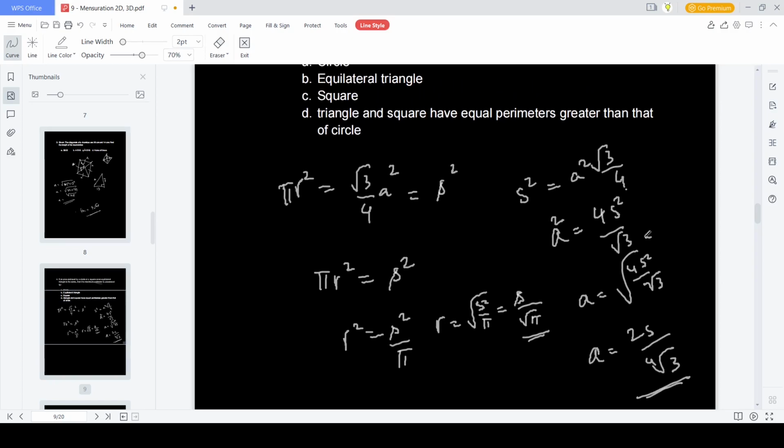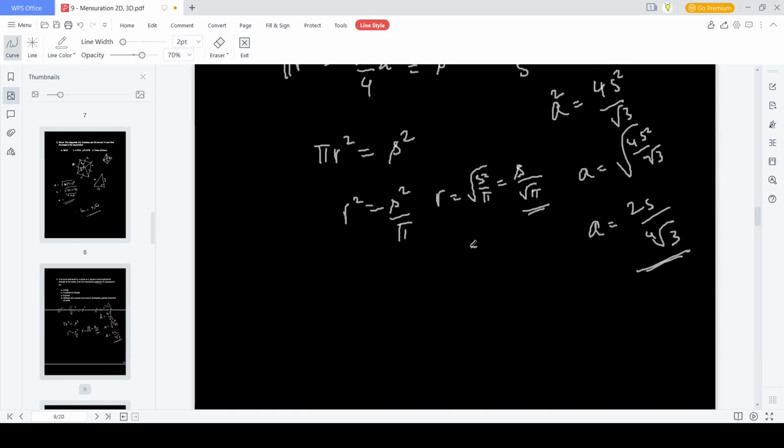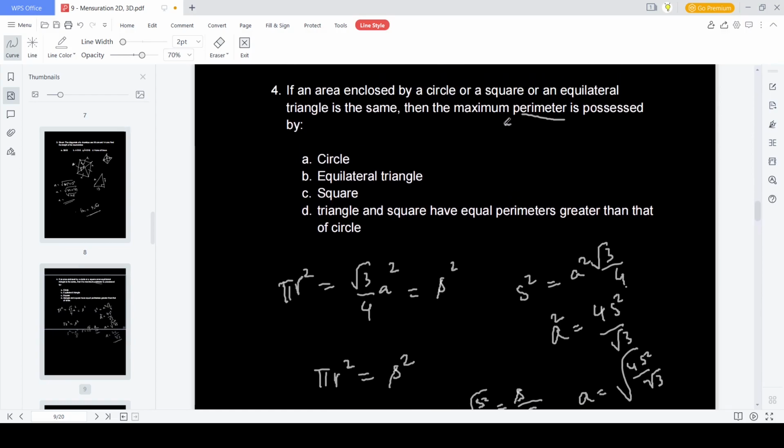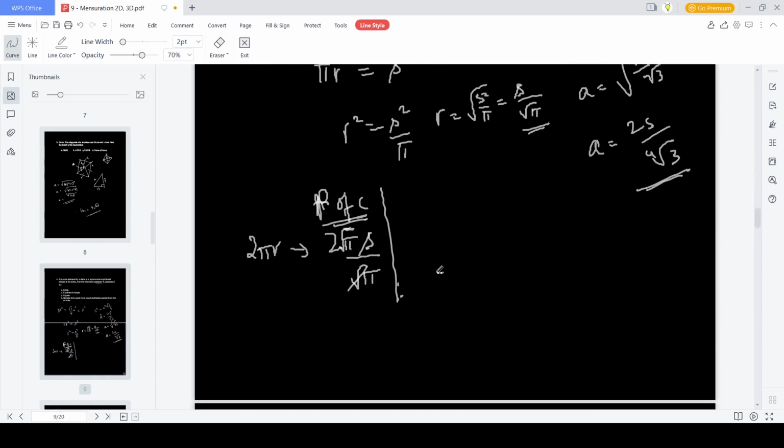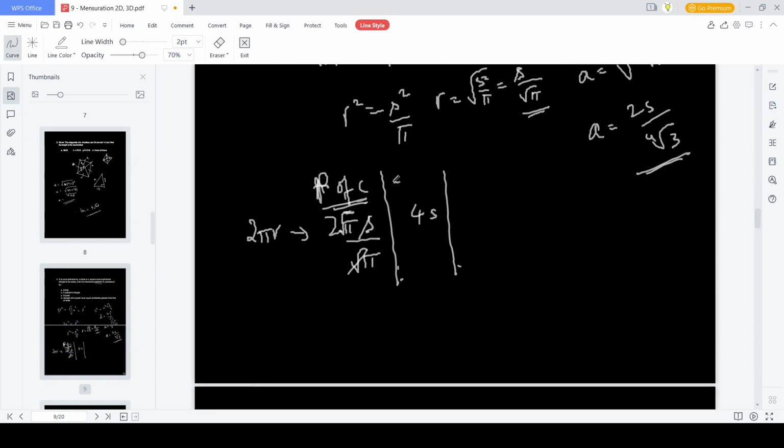Now these are the three things we need to know. Now we have to find out the perimeter of each figure. Perimeter of a circle is nothing but 2 pi r. I'll substitute this r formula, 2 pi into s by root pi. Root pi and pi can cancel root pi times. So you have the perimeter of a circle as 2 root pi into s. We'll keep that as it is. Next, perimeter of a square is nothing but 4 into s. We'll keep that also.